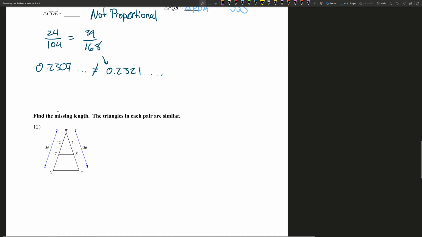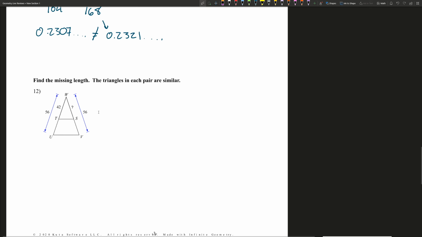All right. Next, just finding the missing length. Again, this is all using the same concept. We're setting up a ratio and we're solving, or we're seeing if they're equal. All right. So number 12.